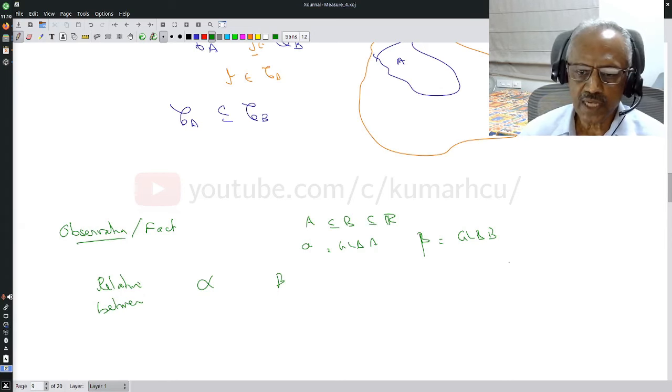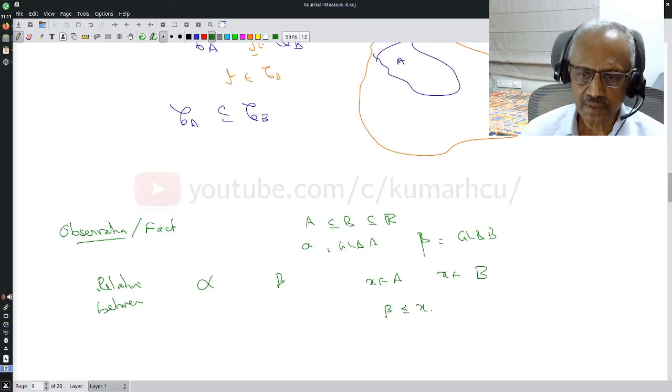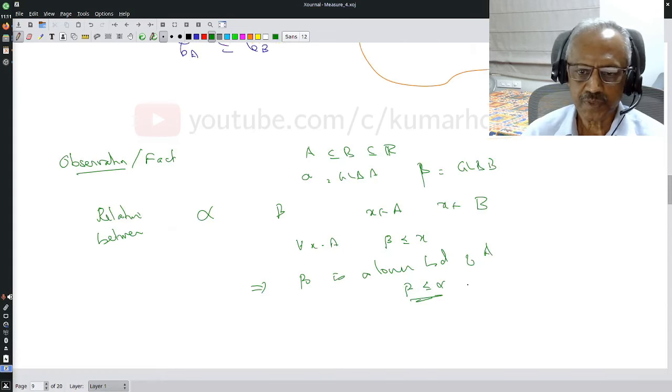Notice that if you start with any x in A, then x also belongs to B. But beta is the greatest lower bound, therefore I know beta is less than or equal to x. And this is true for all x in A. Therefore it follows beta is a lower bound of A. But alpha is the greatest lower bound, therefore beta must be less than or equal to alpha. If this is the first time you are looking at such things, pause, review, and then proceed.